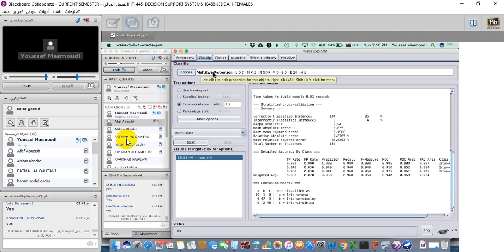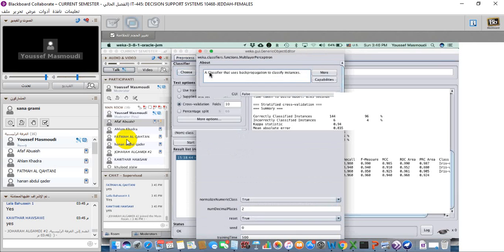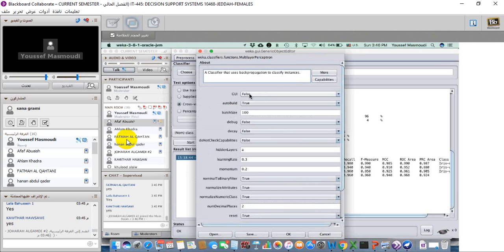I will click on the name of the algorithm to edit the properties and the parameters of this algorithm. So I will click on the name and just change one option, GUI. I will modify it to true. This will let us see visually the network. I'll click on OK.